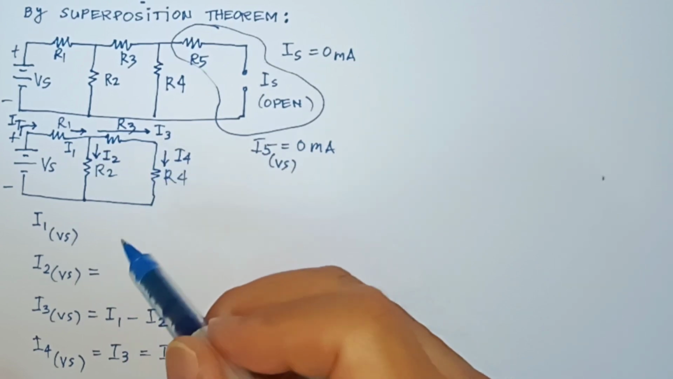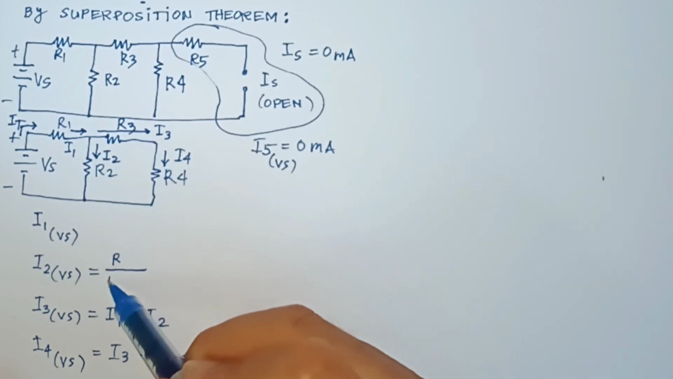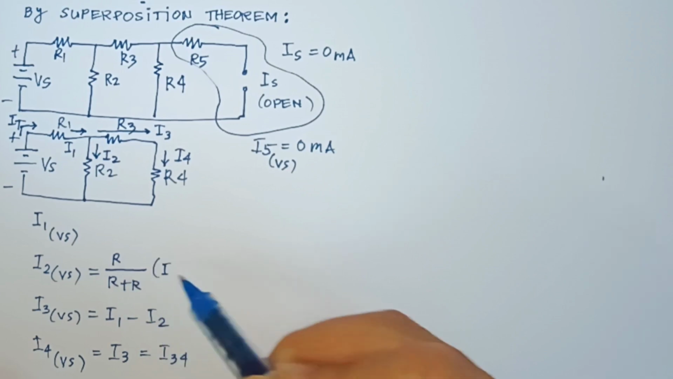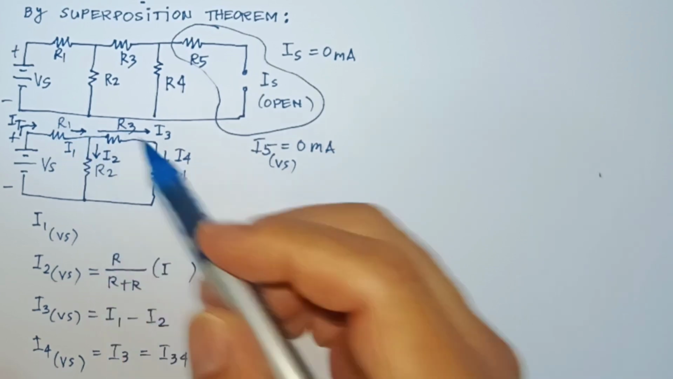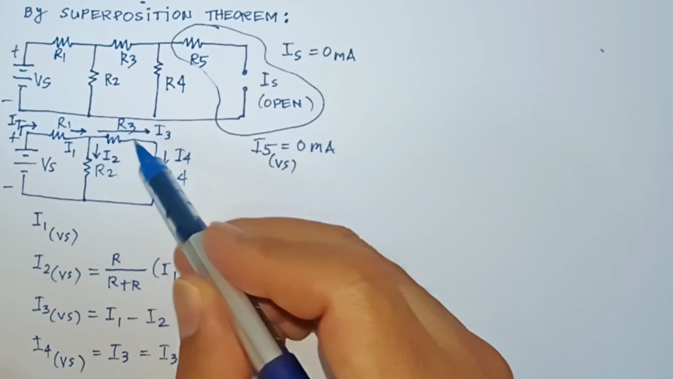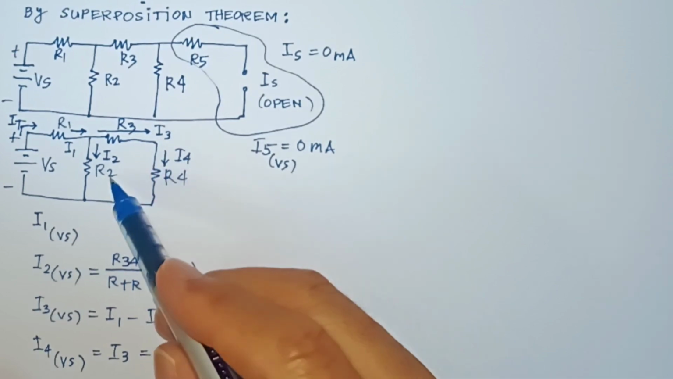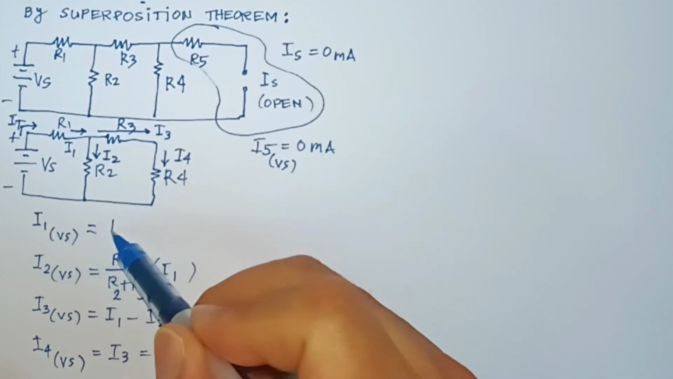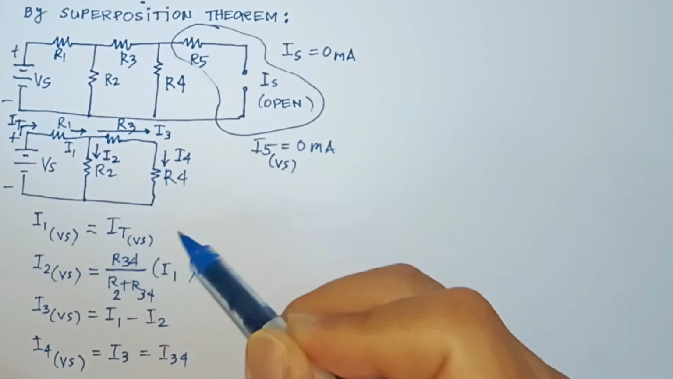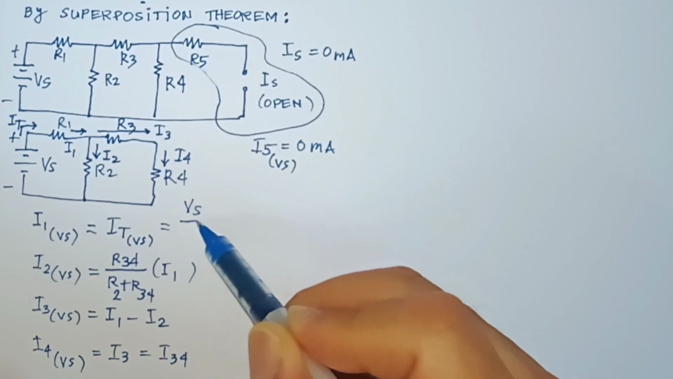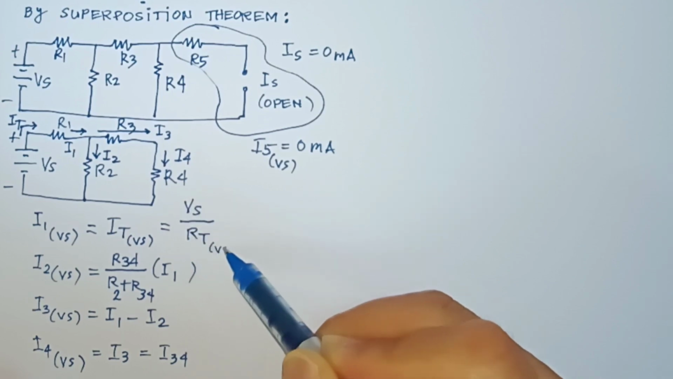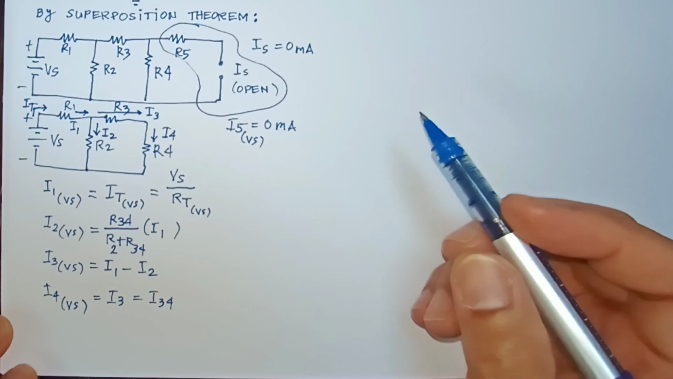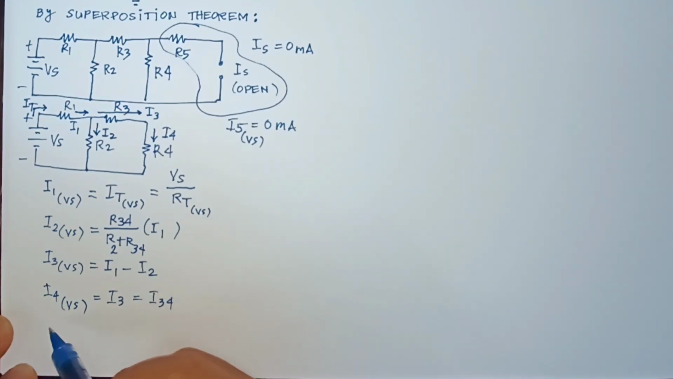For I2, we can use the current divider rule, R over R plus R, multiplied by I, and the I will be I1. The resistance opposite R2 will be R34, and the sum of R2 plus R34 will be the denominator. I1 would be equal to I total, and by Ohm's law, it's Vs over RT with respect to the voltage source. Now, the next step is to get the R total with respect to Vs.